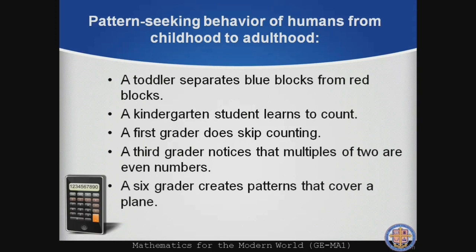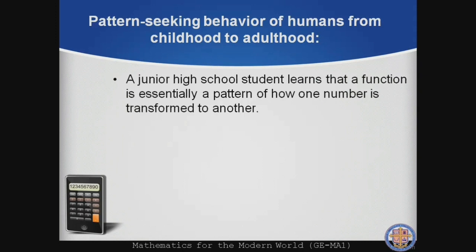Grade 6 creates patterns that cover a plane. So we're referring to geometry, figures. So they know the sequence of figures from the figure or polygon with the least number of sides, like triangle, followed by quadrilateral, like rectangle, square, like that. Then pentagon, hexagon, heptagon, octagon, nonagon, decagon, and so on and so forth. A junior high school student learns that a function is essentially a pattern of how one number is transformed to another. So function of x, like that.